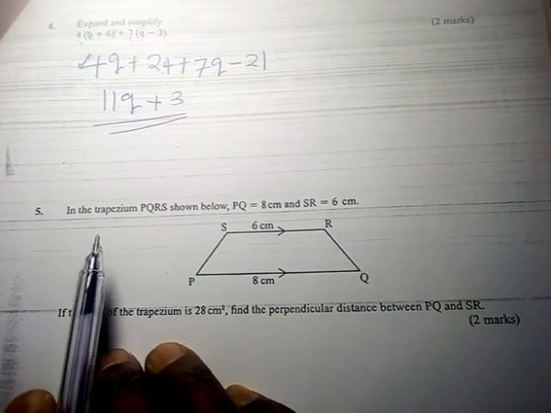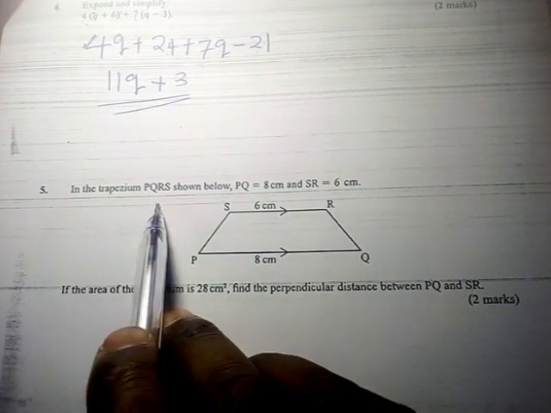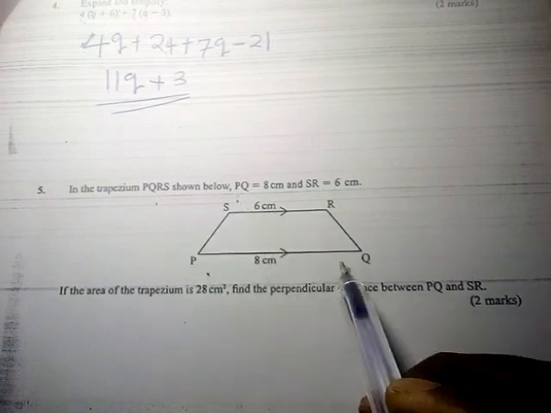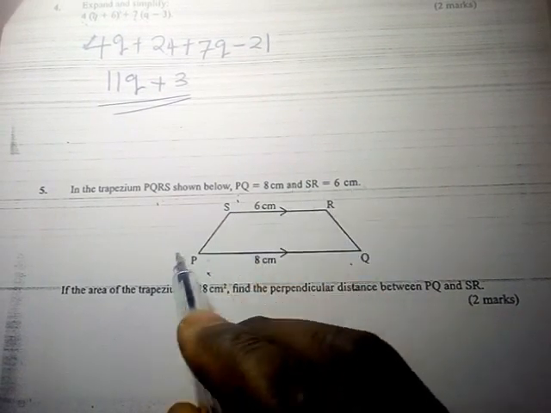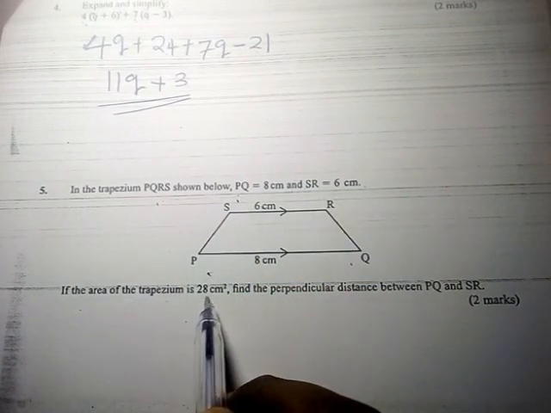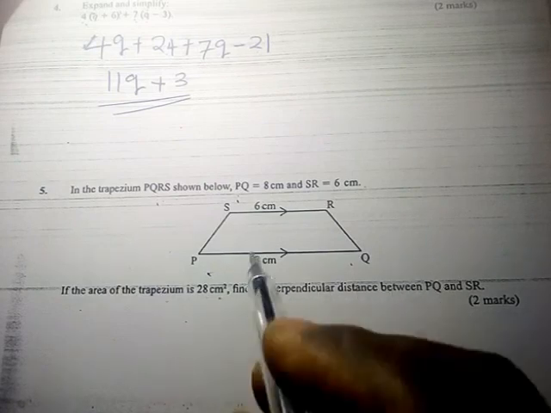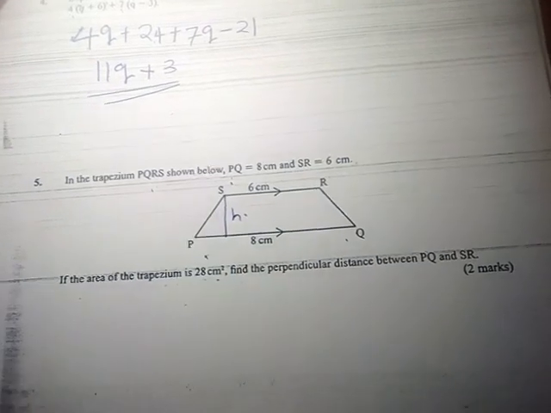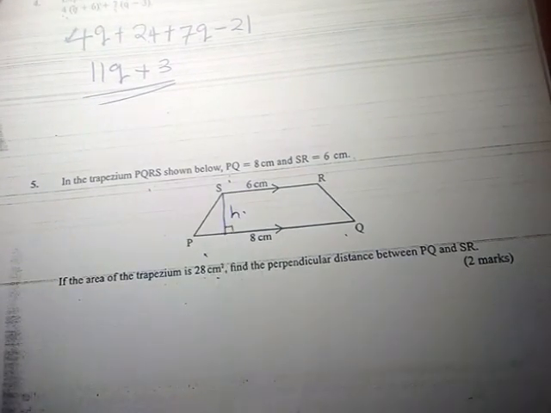In a trapezium PQRS shown below, PQ is 8. If the trapezium has an area of this, find the perpendicular distance. So we are looking for this perpendicular distance, the height. That is the perpendicular distance we are looking for.